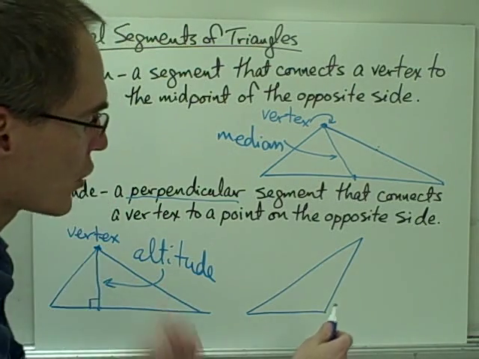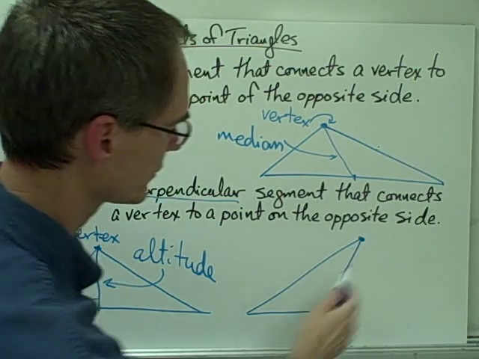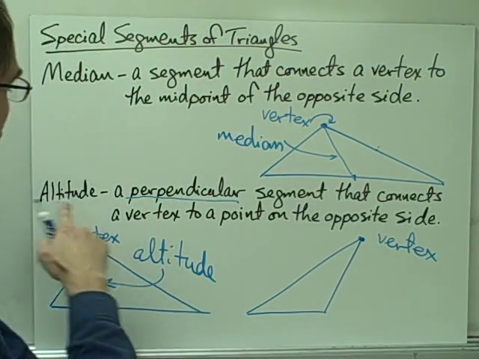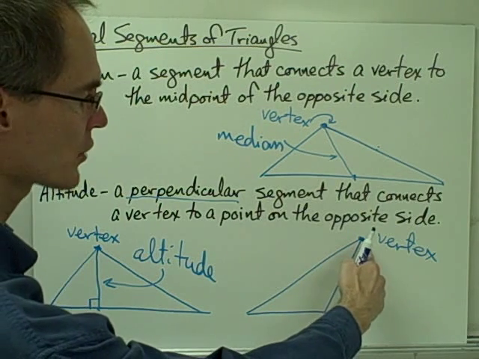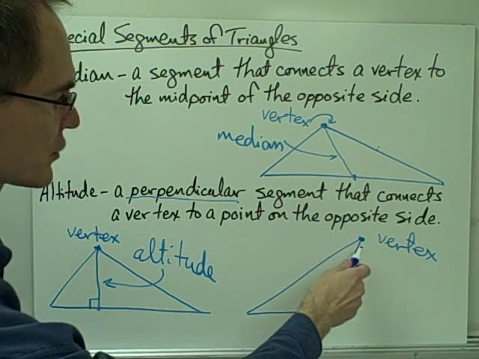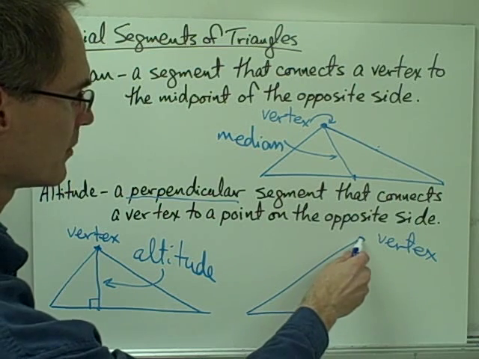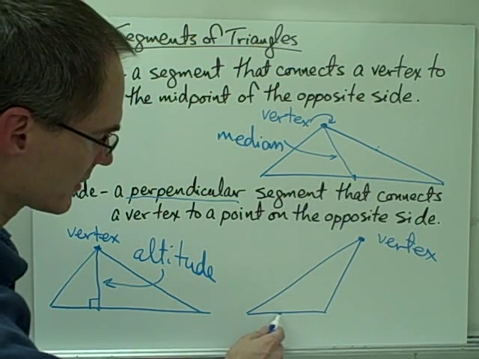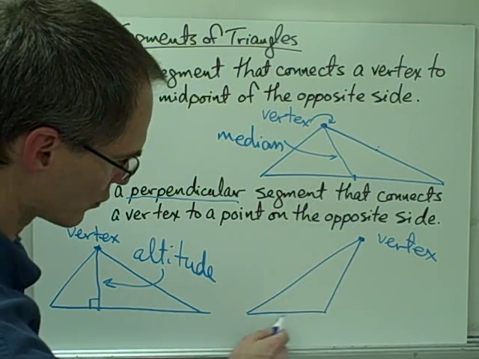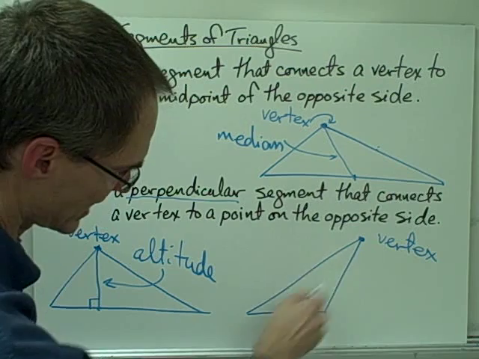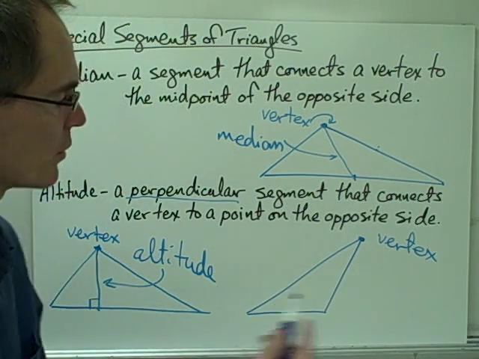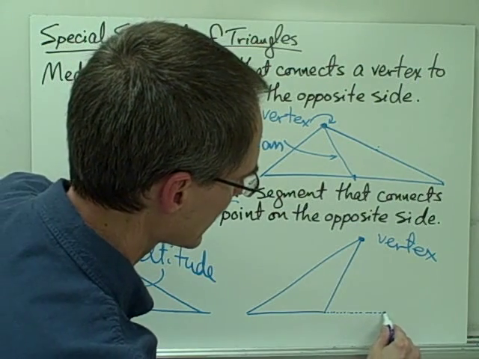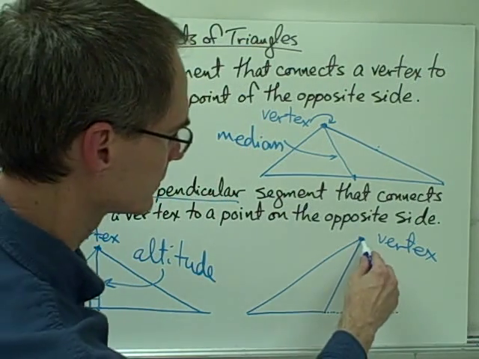Sometimes, however, it's drawn outside the triangle. Take a look at this triangle over here, and let's look at this vertex. And let's say we want to draw the altitude on this triangle from this vertex. Well, if I try to find a line from this vertex to the opposite side that's perpendicular to this side, well, I can't draw one because all these lines are going to be slanted. They're going to be at an angle that's not 90 degrees. Well, the way I handle that is I just extend the side out in this direction.